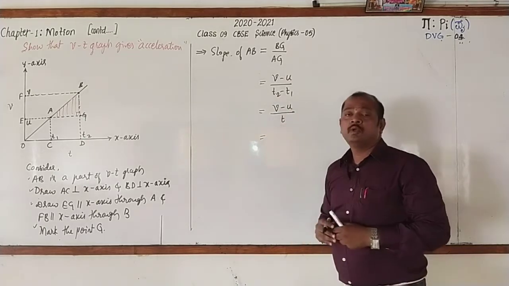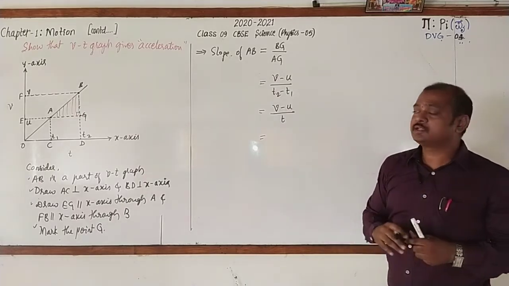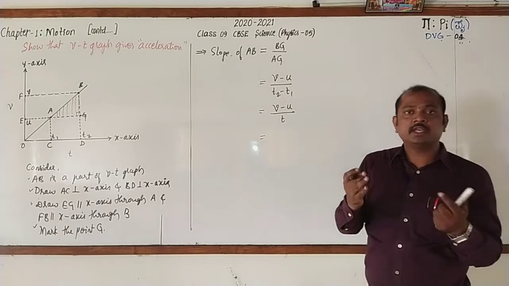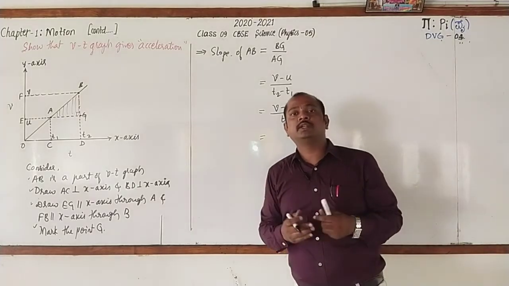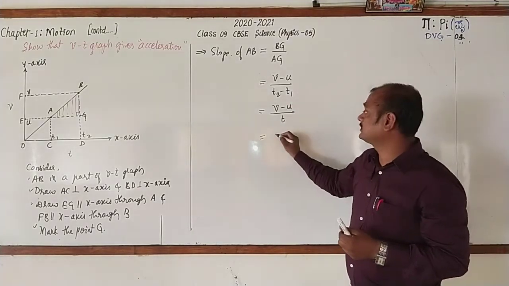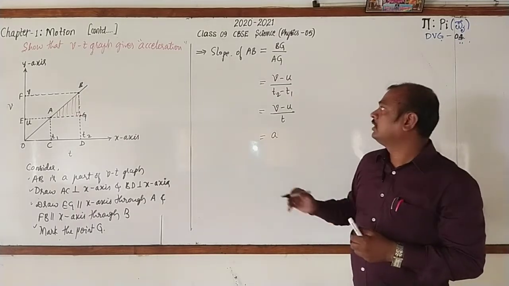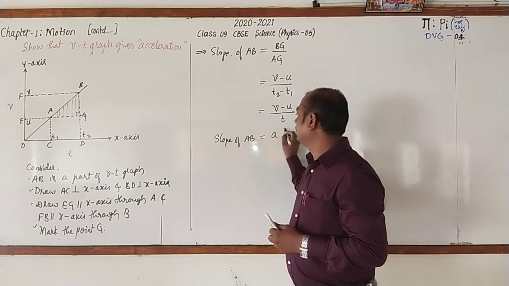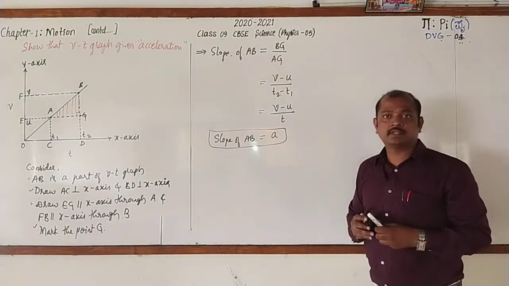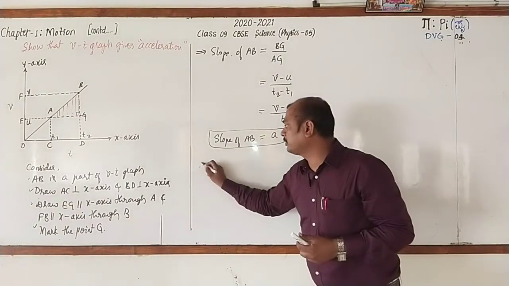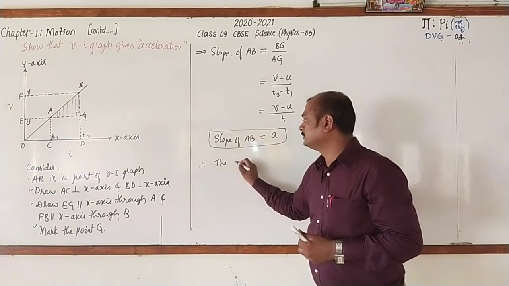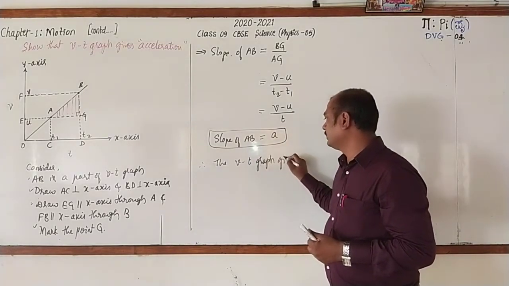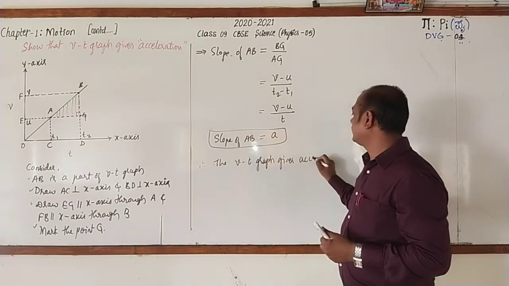Then could you tell what V minus U indicates? It is change in velocity. T indicates time. Change in velocity in unit time is what? It is acceleration. Now I can write that the slope of AB gives acceleration. Hence the conclusion can be written as: therefore the Vt graph gives acceleration.